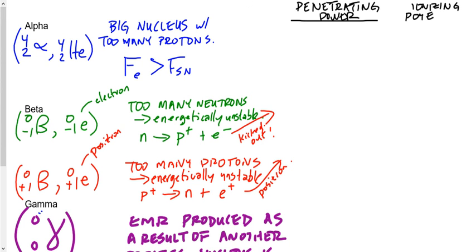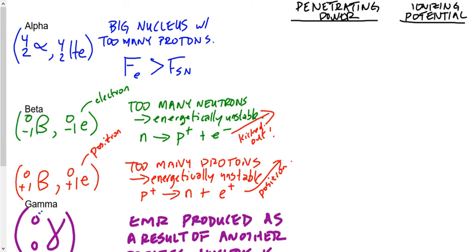The ability to ionize matter. How easily do they change atoms into ions? How easily do they change neutral things into charged things? And then cause those chemical reactions that we don't like happening.